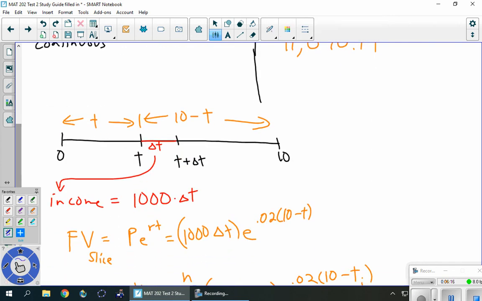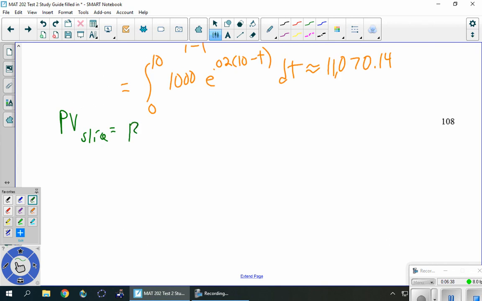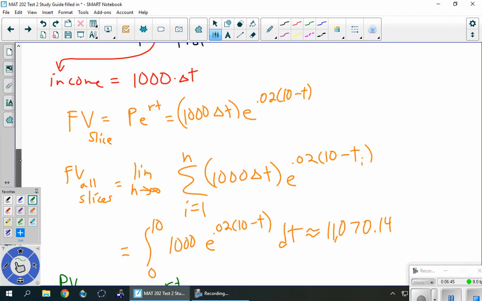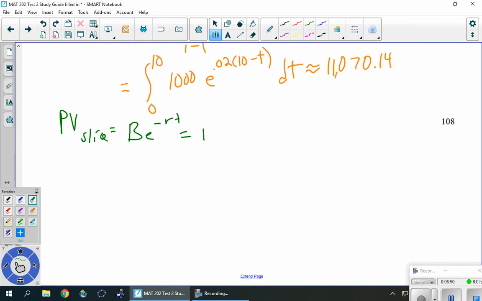Okay, so all that's left is the present value. So again, we're looking at the money coming in on this red interval. So present value is like the P e to the negative rt, or maybe it's B e to the negative rt. Let's try it. So here we go. This is now the present value of one slice equal to, okay, so like I said, I think your book calls it B e to the negative rt, where B is the amount of money we're talking about, which is still the red, this red thing right here. The amount of income is 1,000 delta t.